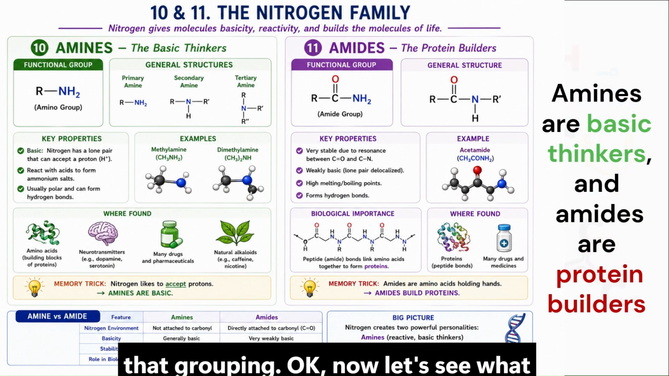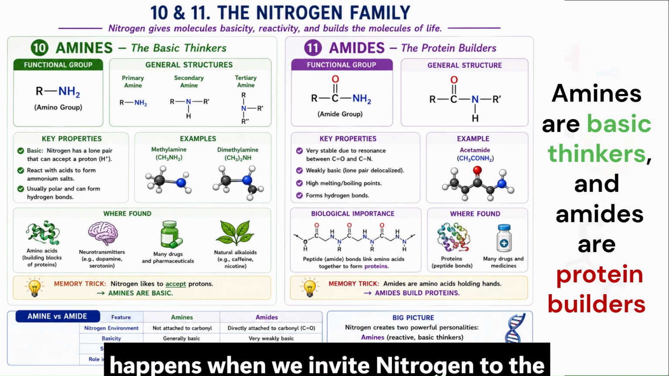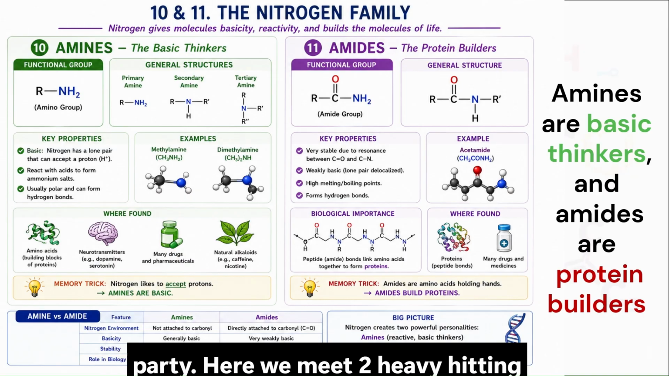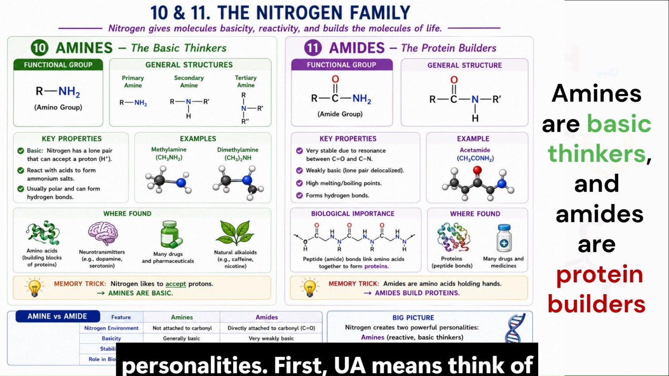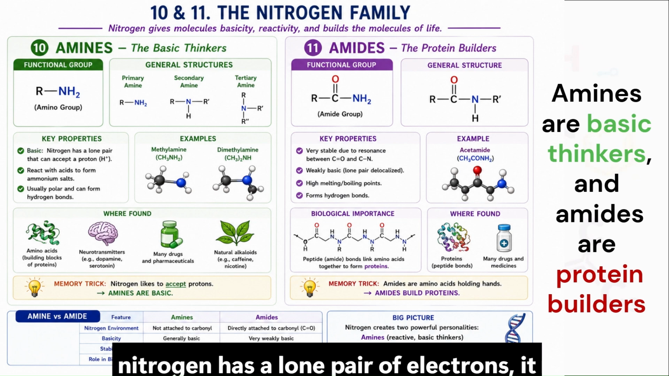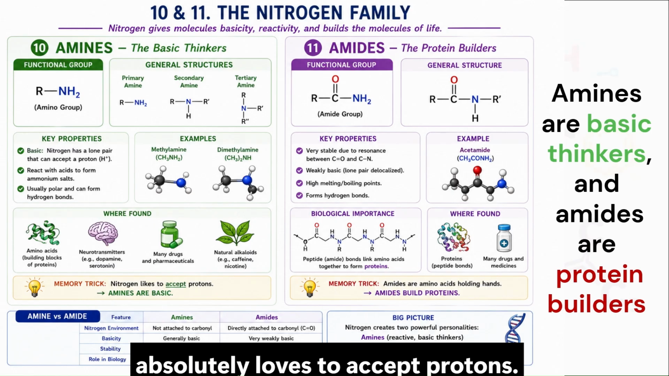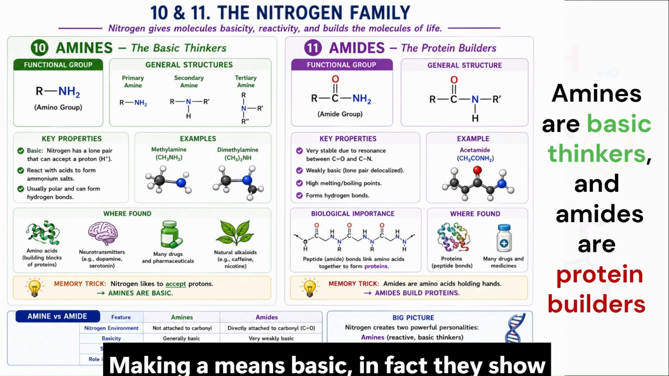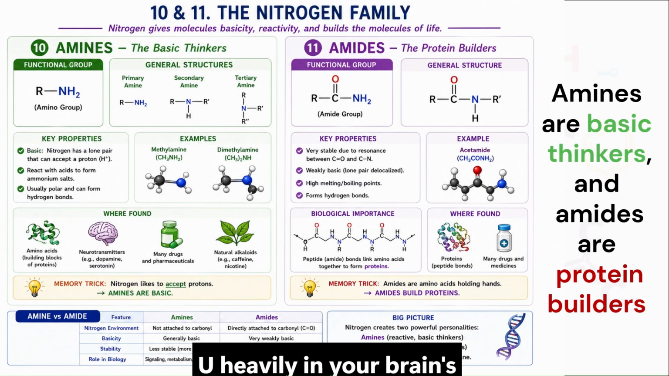Okay, now let's see what happens when we invite nitrogen to the party. Here we meet two heavy-hitting personalities. First up, amines. Think of them as the basic thinkers. Because nitrogen has a lone pair of electrons, it absolutely loves to accept protons, making amines basic. In fact, they show up heavily in your brain's neurotransmitters, like dopamine.